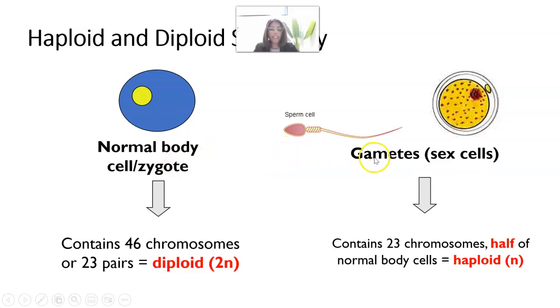Now if we look at the gametes, which are sex cells, and in the case of humans that would be a sperm and ovum or egg, these cells are very special. They contain 23 chromosomes, which is half the number of body cells, so half the number of normal somatic cells. Therefore, they are haploid. So gametes are haploid, and they're simply given the n number, n standing for 23, remember.